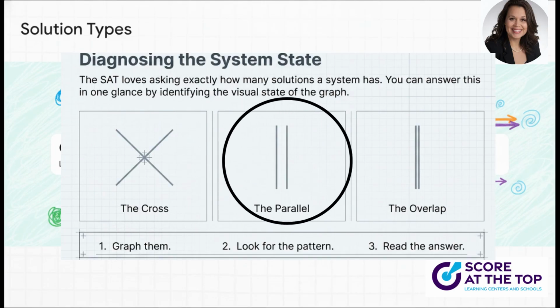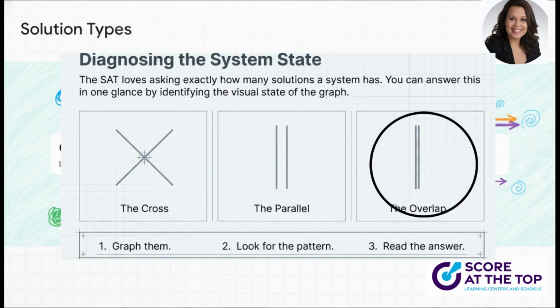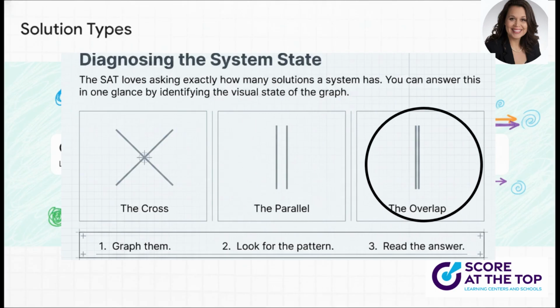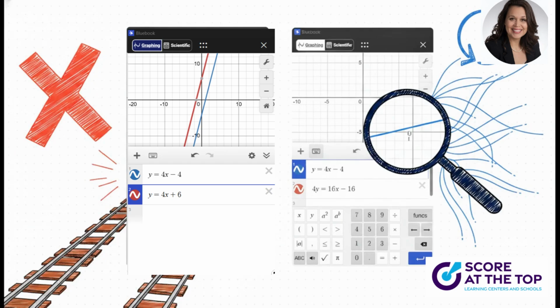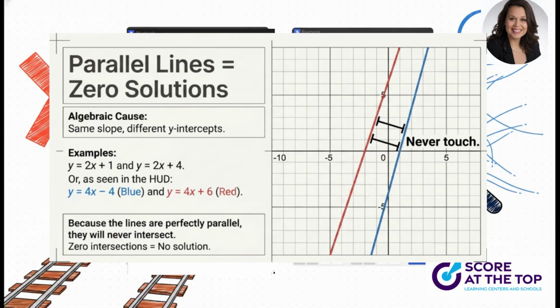Option 2 is no solution. And option 3 is infinitely many solutions. Let's actually look at the visual proof for these. Think about a classic no solution scenario. Notice how the two lines run side by side like train tracks? They are perfectly parallel, and they will never, ever touch. And since intersection equals answer, no intersection means 0 solutions.